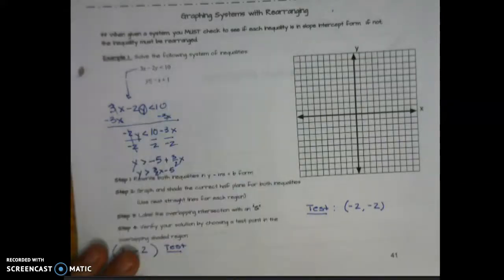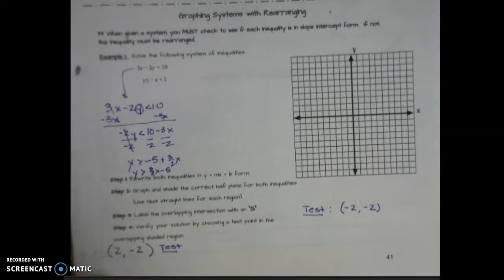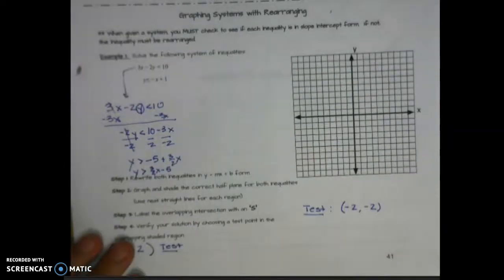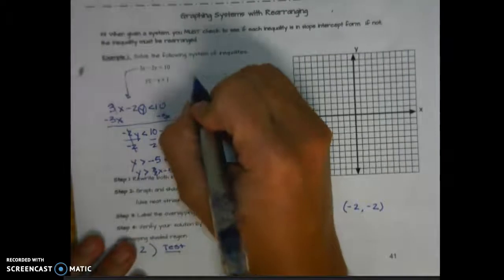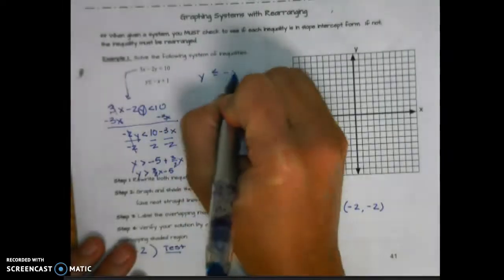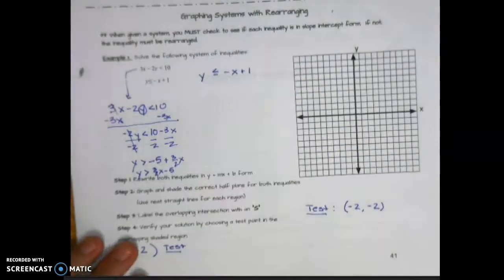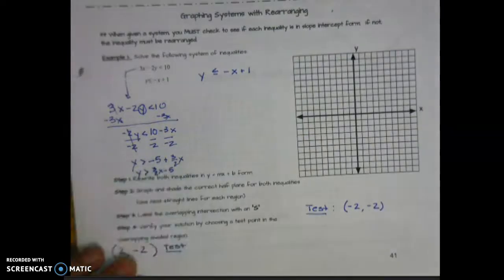Okay, let's take a look at the second inequality. Y is less than or equal to negative x plus 1. Is that already solved for y, or do I need to rearrange? It's already in the form that I want, so I can graph from here. I'm just going to rewrite it on the side so that I can label which is my slope and which is my y-intercept. Okay, so I'm going to graph this one first.